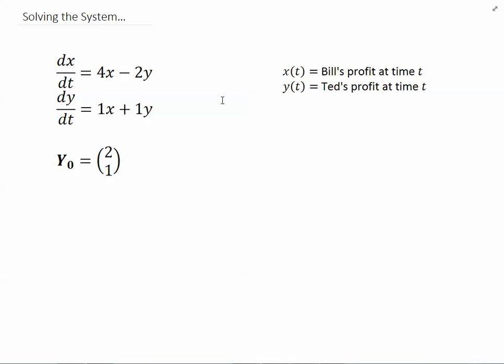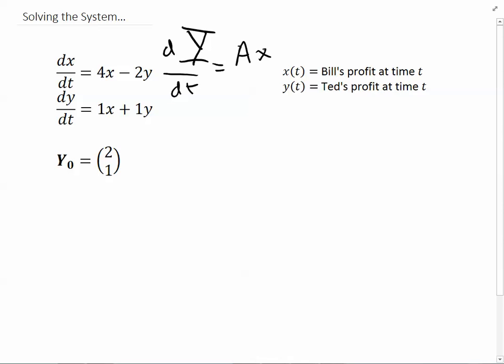You could still use the same notation and write the fact that the dy dt vector is equal to the A matrix full of coefficients times the x vector, which contains x, y, z, or whatever might be in there. So we can still use all that same notation. That's one of the reasons why we like it.